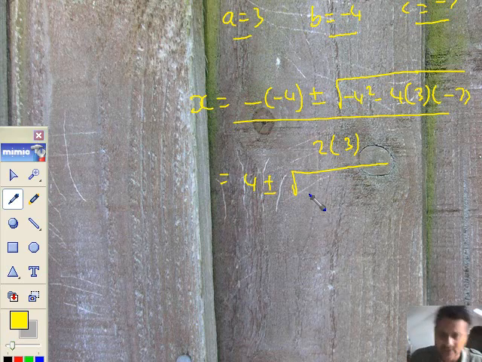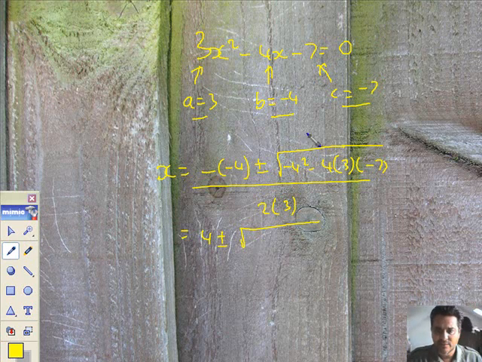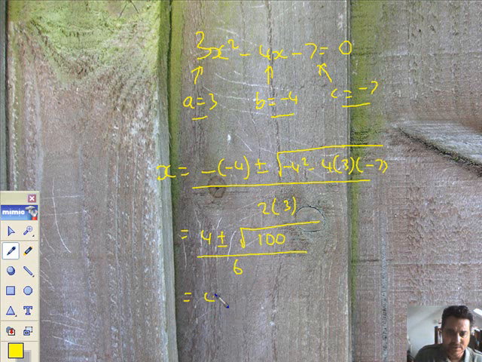Let me just check that, it's just too nice. So 4 4s are 16, 4 7s 28 times 3 is 84, and it's positive. So 16 plus 84 is 100. There you go, root of 100. Isn't that cute? Divide that by 2 lots of 3, which is 6. So here are my two possible answers.